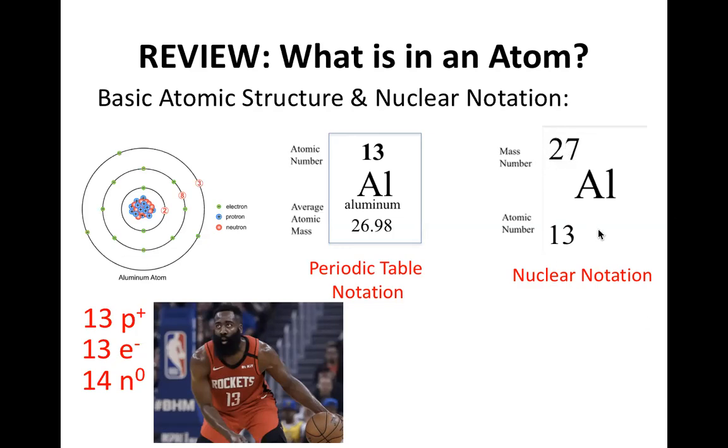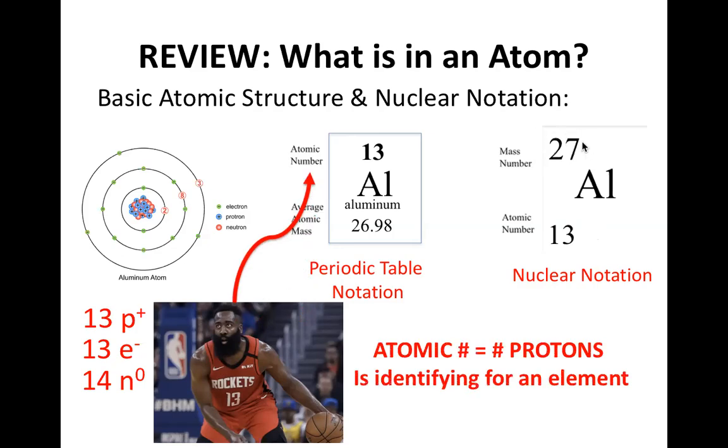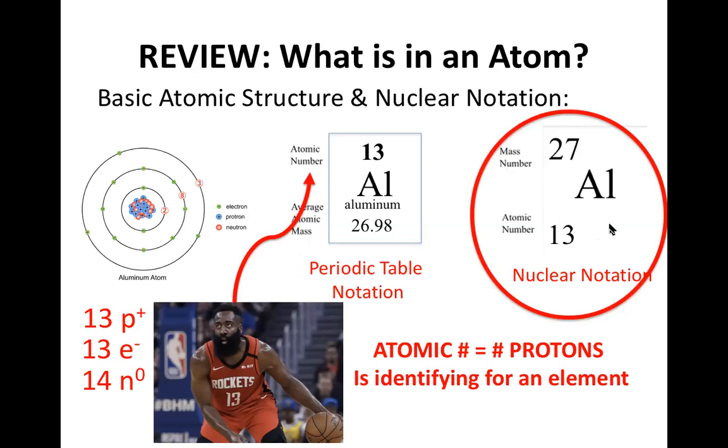So for example, okay, the nuclear notation is what we're using in this course. This is the one you need to know, with the bigger number on the top. And we'd say this is aluminum 27. So this is the version of aluminum that has 27 nucleons.